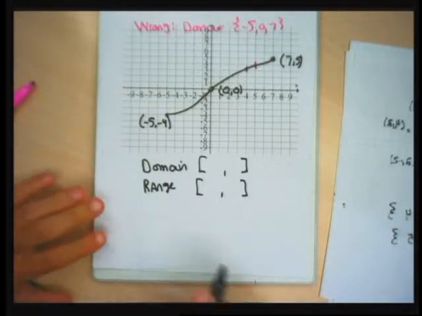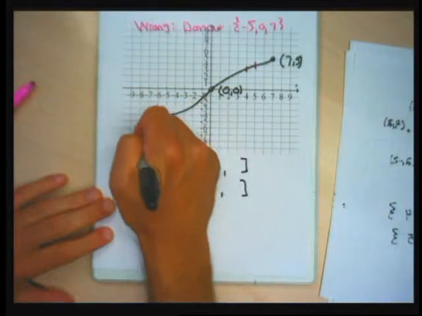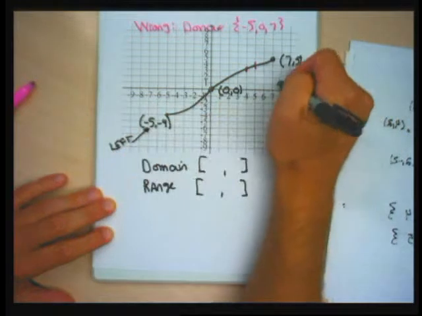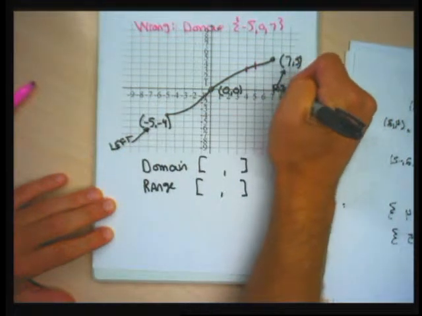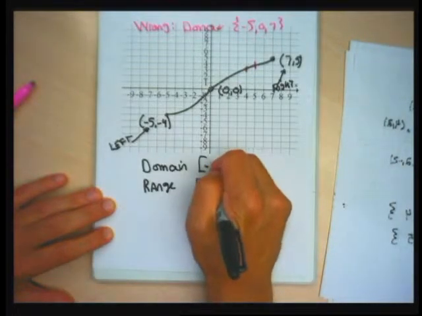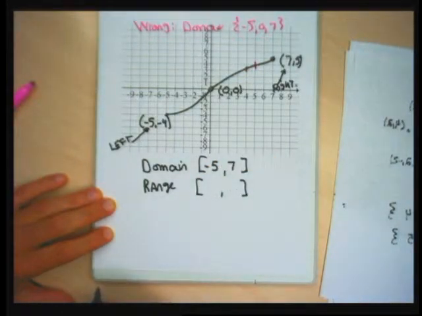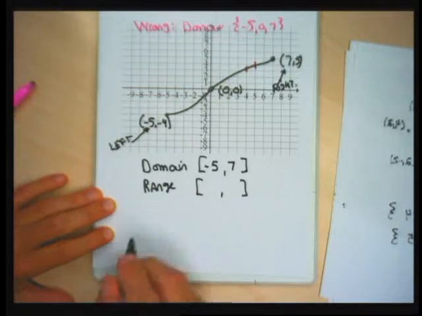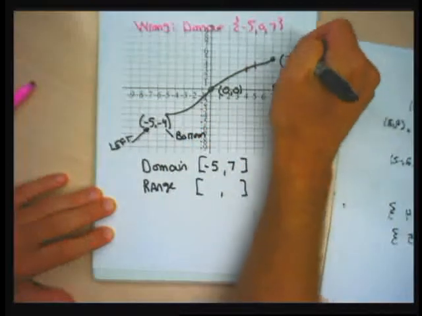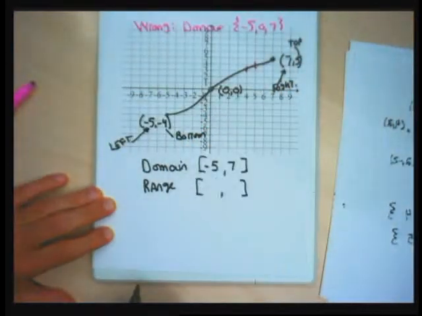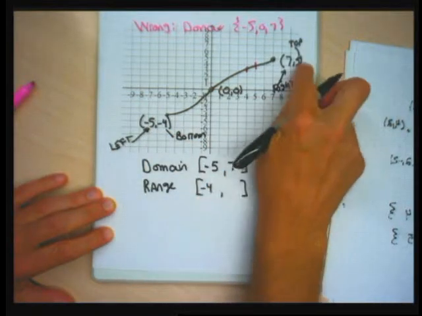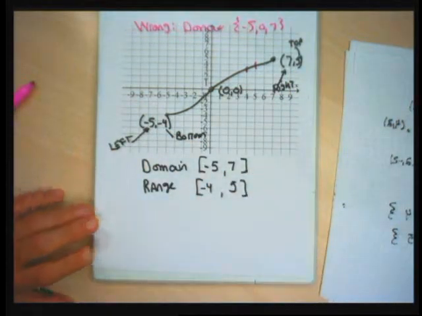So if I'm doing the domain of this, I need the point that's furthest left and its x-coordinate, the point that's furthest right and its x-coordinate, and I'll write those in the domain. So my domain's going to be -5 to 7. Then I need the bottom point and its y, and the top point and its y to write the range. So the range is going to be the y-coordinate of the bottom point, which is -4, the y-coordinate of the top point, which is 5.